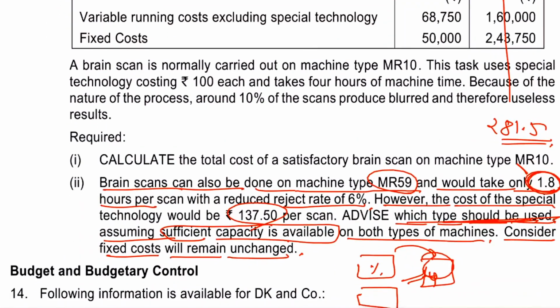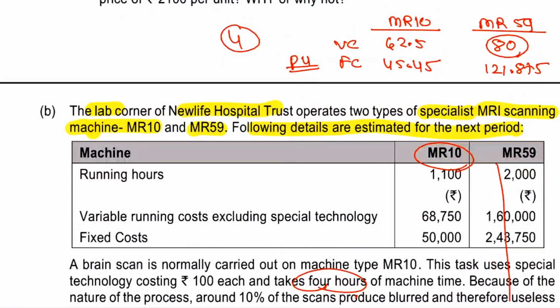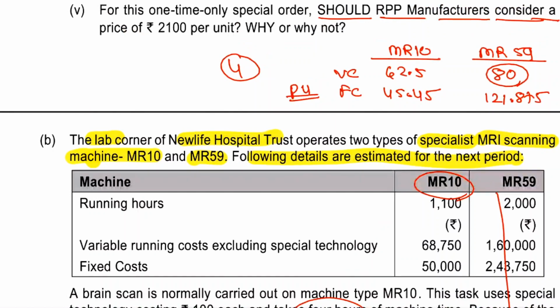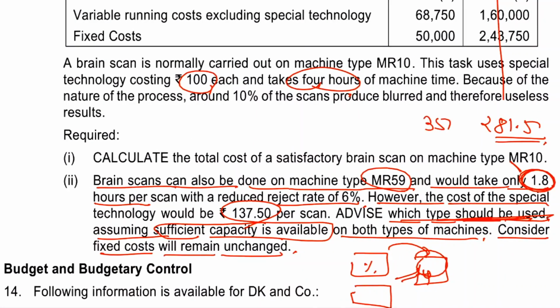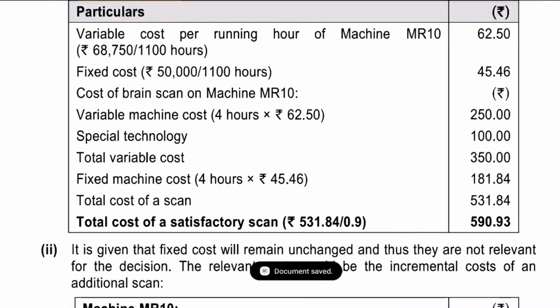Somewhere it was written. It was here, above. 4 hours are required. So now what will I do? 62.5 into 4 plus some special material. How much? 100. 350. So which one is cheaper? The 281 one. So 350 and 281. So whichever is cheaper, you will say.